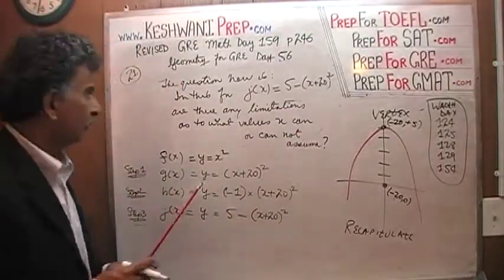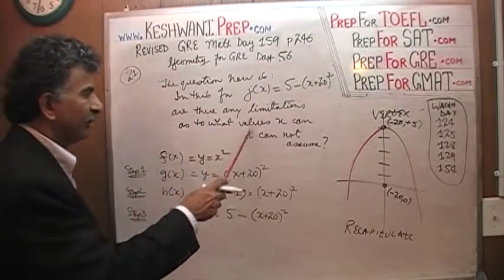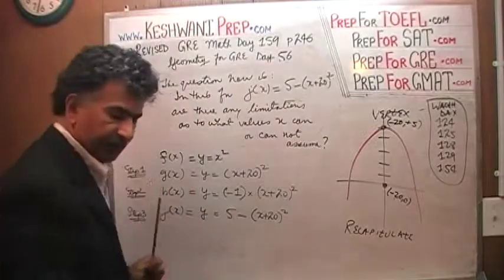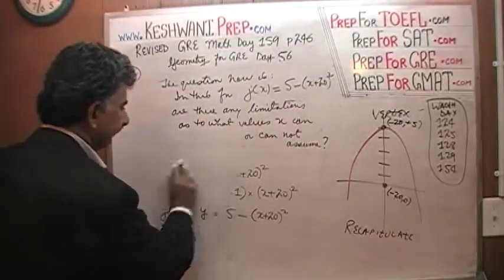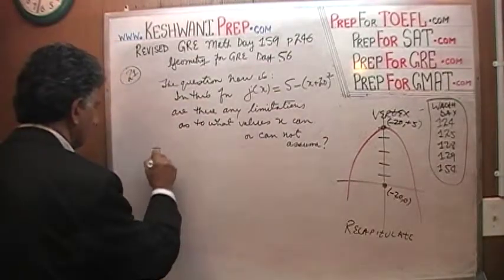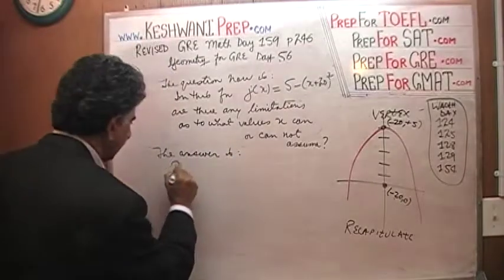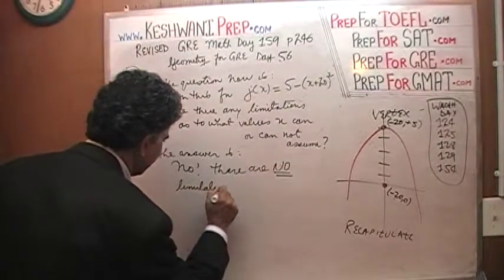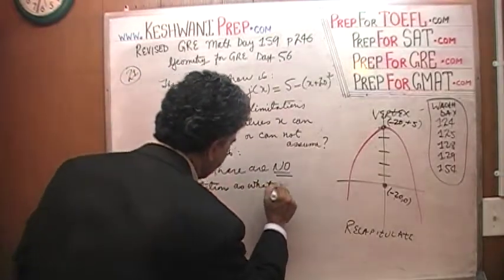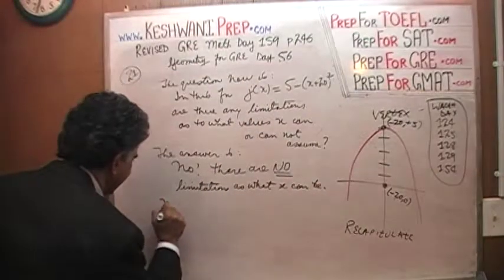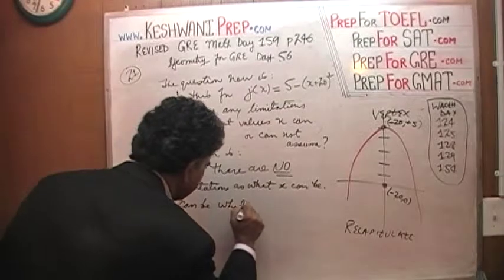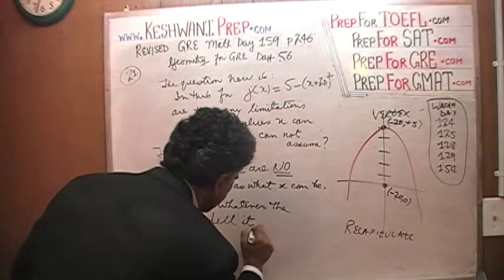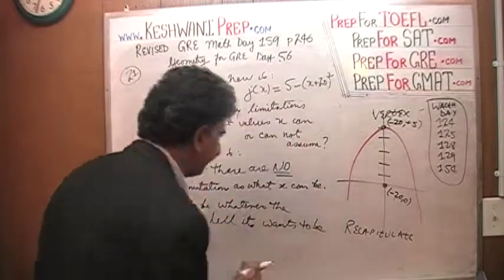The answer to the question in this function, are there any limitations as to what values x can or cannot assume? The answer is no. There are no limitations as to what x can be. X can be whatever the hell it wants to be.